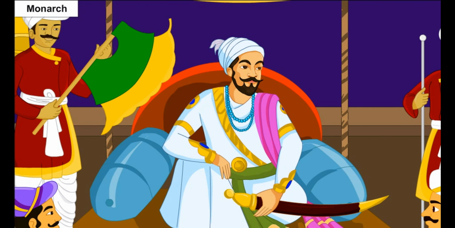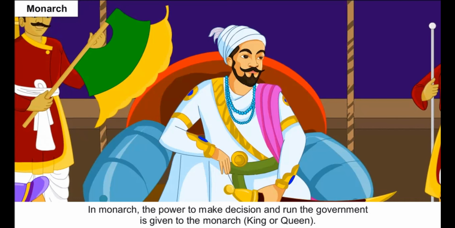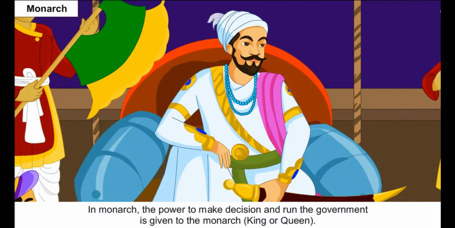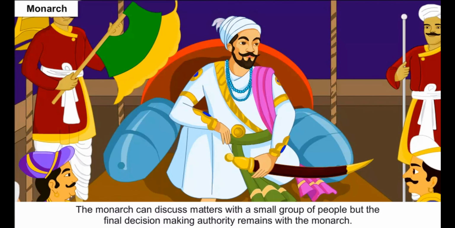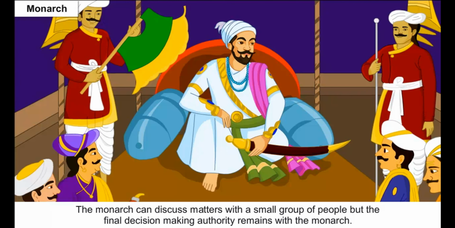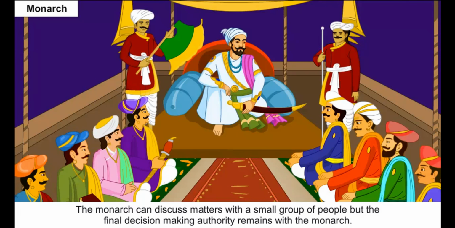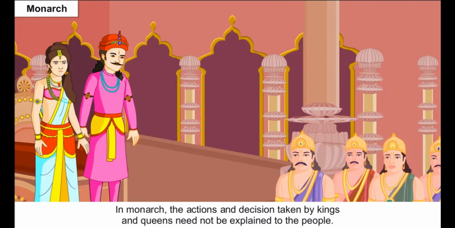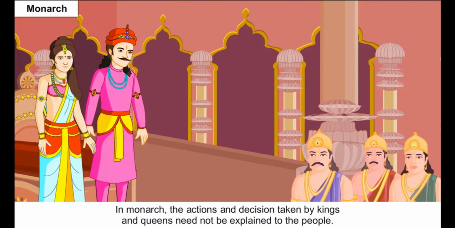Monarchy. In monarchy, the power to make decisions and to run the government is given to the monarch, king or queen. The monarch can discuss matters with a small group of people, but the final decision-making authority remains with the monarch. In monarchy, the actions and decisions taken by kings and queens need not be explained to the people.